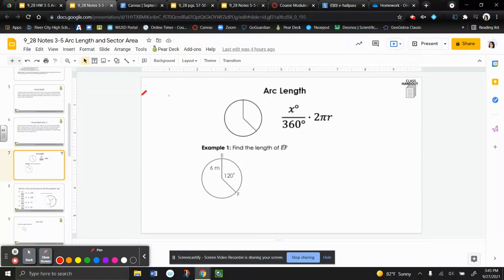All right, here is the video for notes 3-5, arc length and sector area. So first, talking about arc length. Arc length is basically the length of a portion of the circumference of a circle.